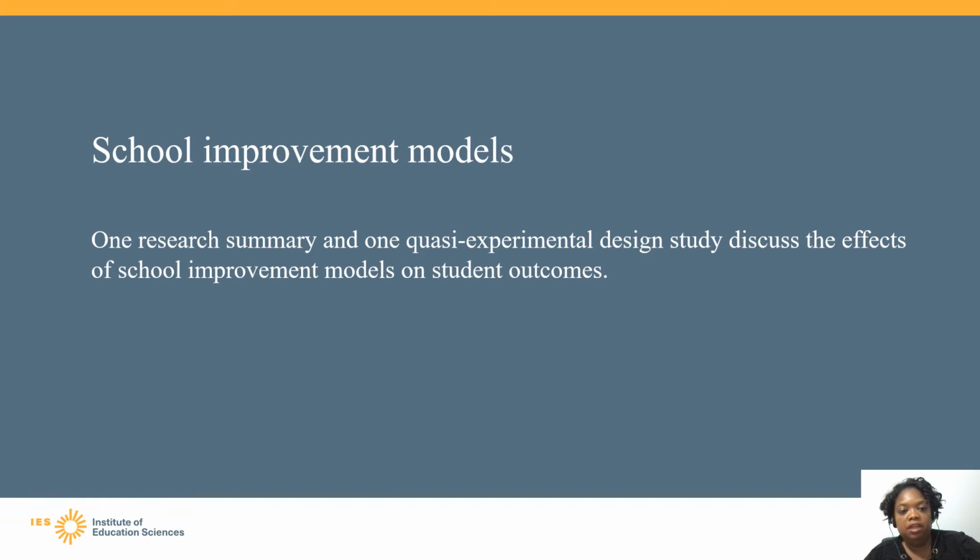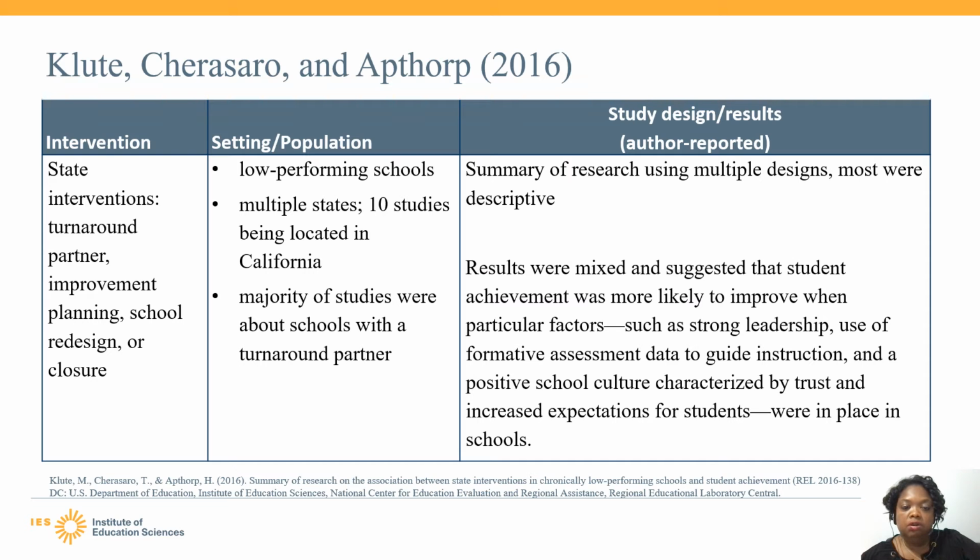One research summary and one quasi-experimental design study discussed the effects of school improvement models on student outcomes. Klute, Cherasaro, and Apthorp 2016 is a research summary article of 25 studies related to state interventions occurring at low-performing schools. The studies included were mostly descriptive, and the state interventions that were discussed were schools that had a turnaround partner intervention, schools that were involved in improvement planning, school redesign reform models, or closure reassignment reform models.